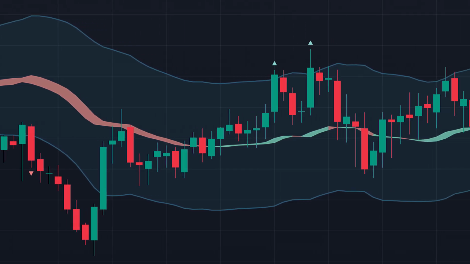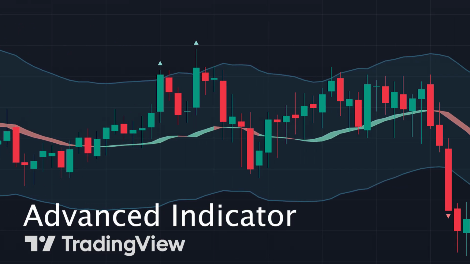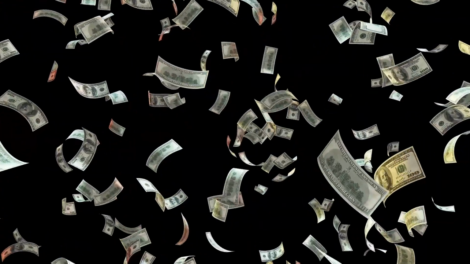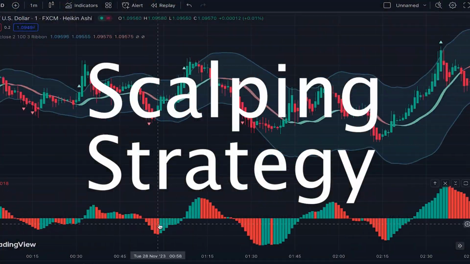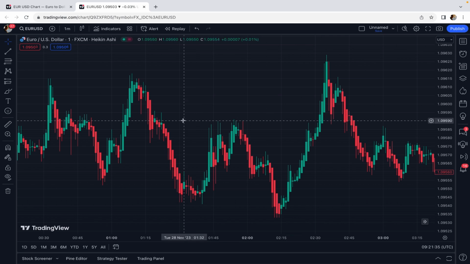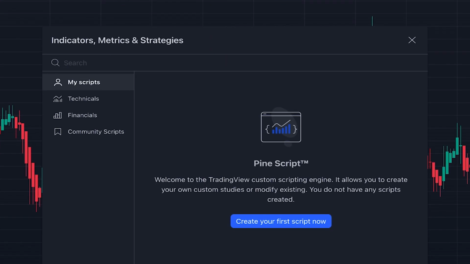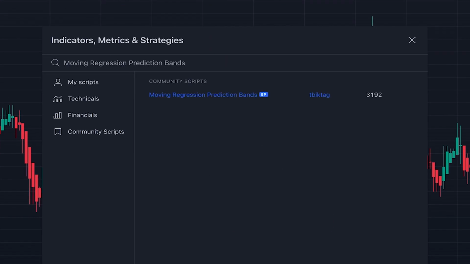In today's video, I will introduce an advanced indicator on TradingView, and then I will teach you a very profitable scalping strategy for 1 minute and 5 minutes time frame. Alright, to add the indicator to our chart, here we click on indicators and we search moving regression prediction bands.